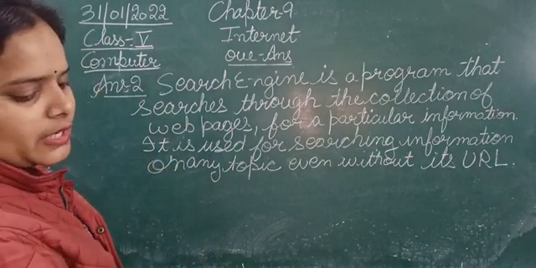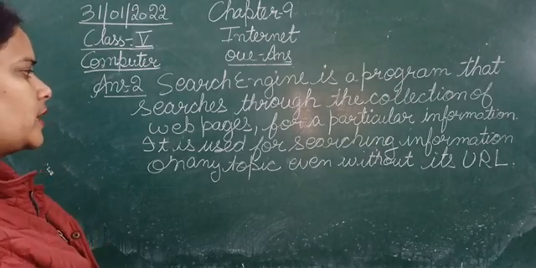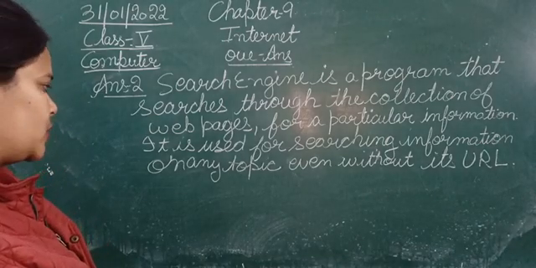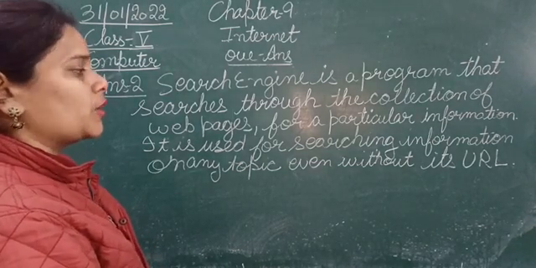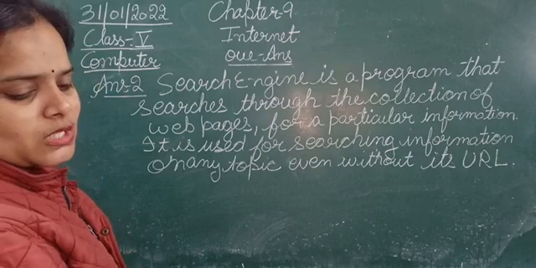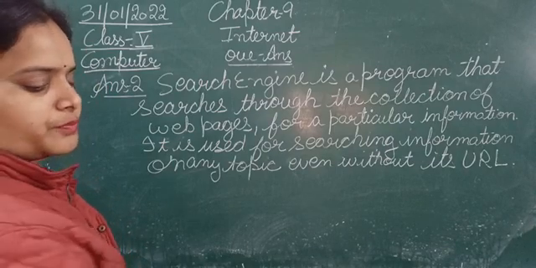So what is a search engine? It is a program that searches through the collection of web pages for a particular information. And what is it used for? It is used for searching information on any topic even without its URL. So this is answer number 2. You can pause it here and note it down in your notebook.